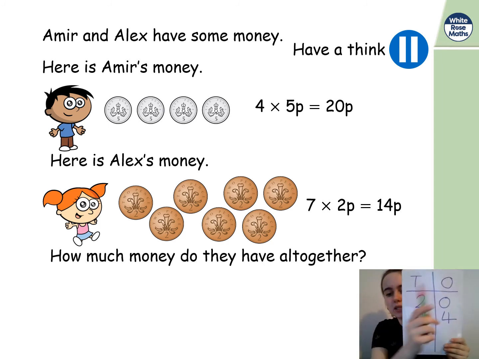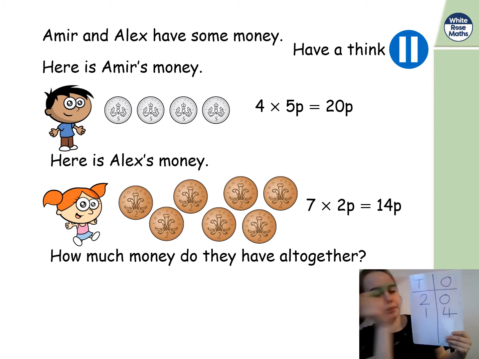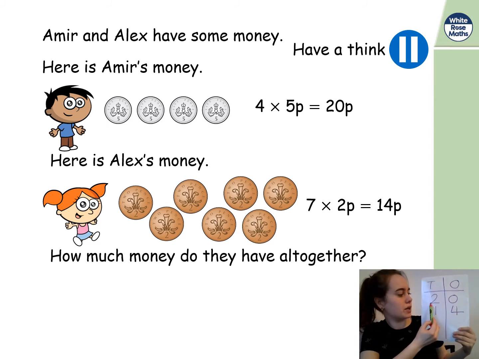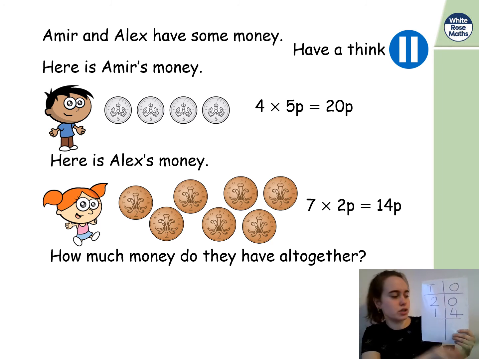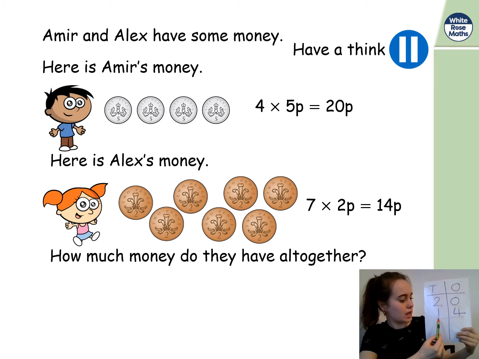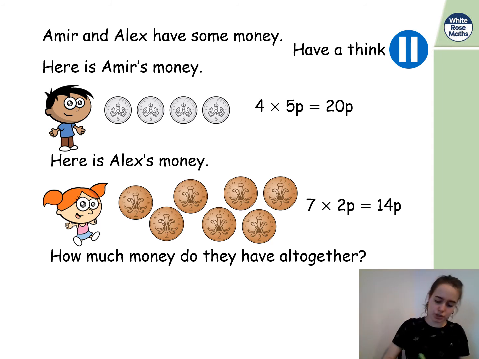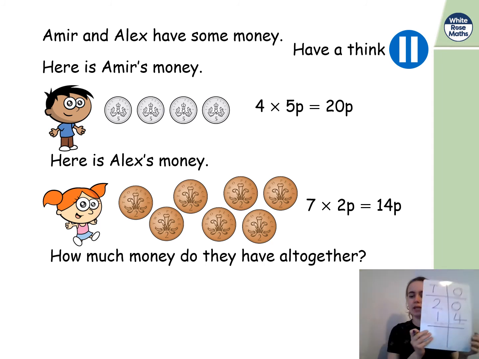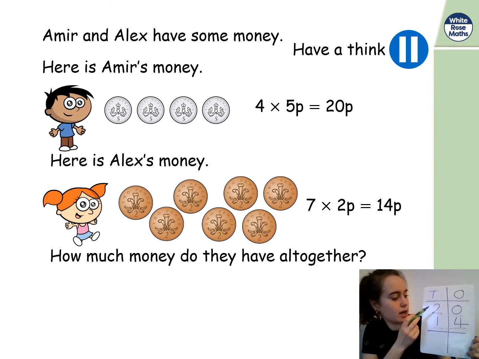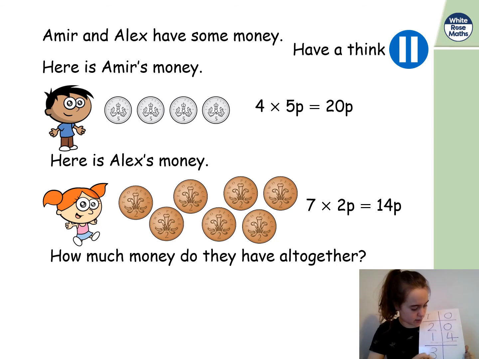So this is my tens column, this is my ones column, and I have put in my 20 here and my 14 here. So in 20 I have 2 tens and 0 ones. In 14 I have 1 ten and 4 ones. So all together, what do I have? How many tens do I have in 20 and 14? I've got 1, 2, 3 tens.